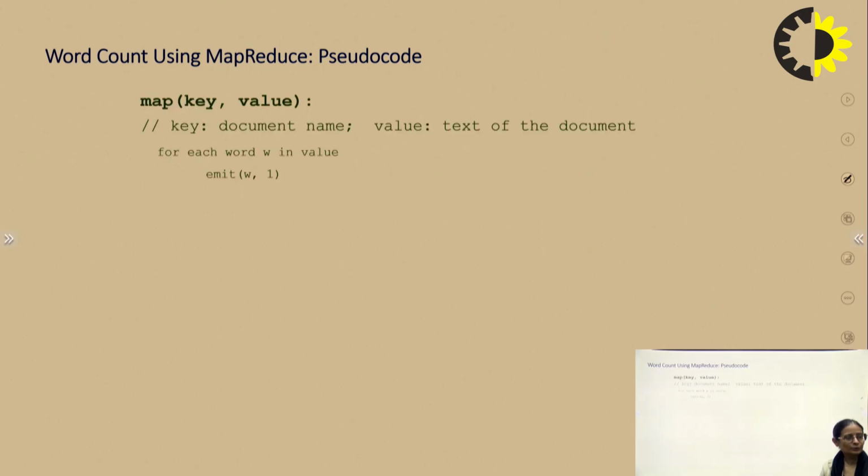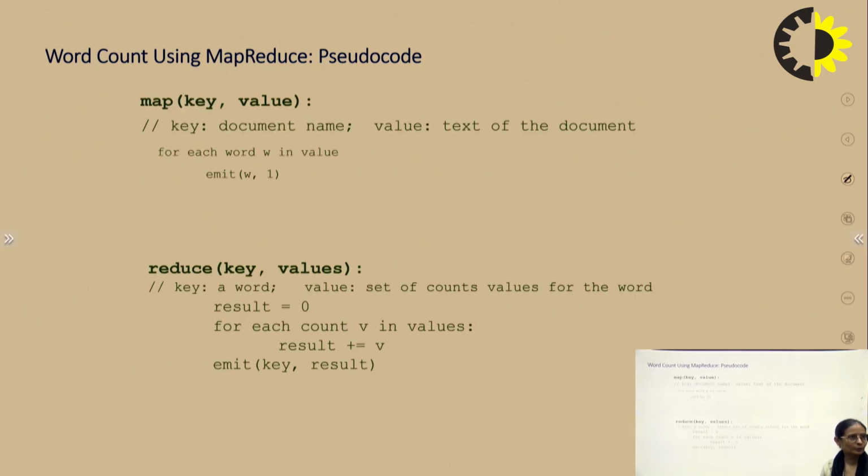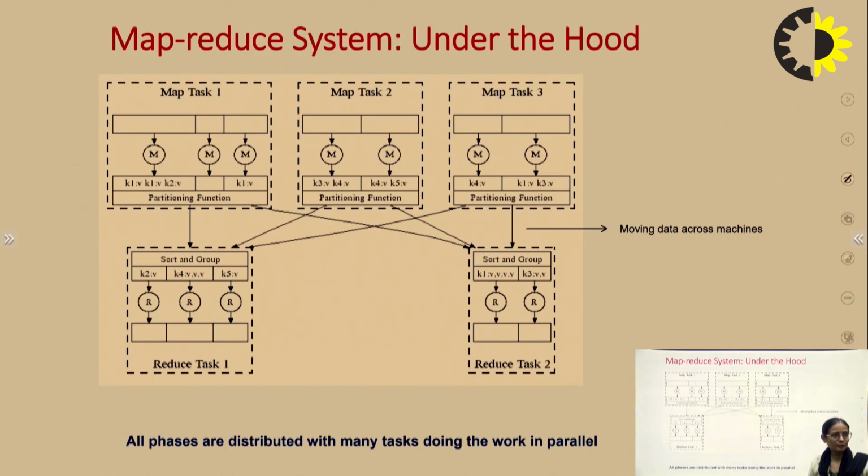So what is the pseudocode? The user needs to write only the map and the reduce function. So here for each word W in value, it is emitting, that is outputting, W and 1. Similarly, here for the value result we are counting. So initially it is 0, for each count V in values. Here again the output is coming: key and result. So the user needs to worry about the code only of the map and the reduce.